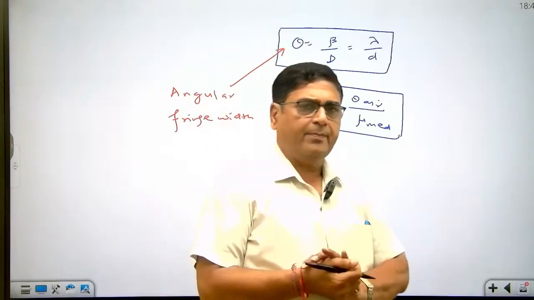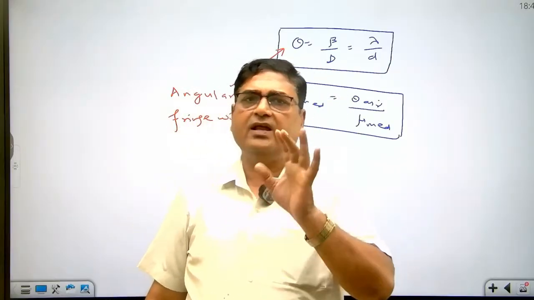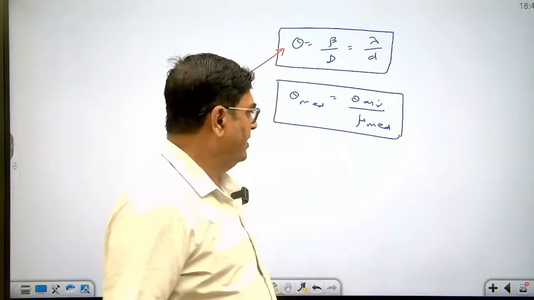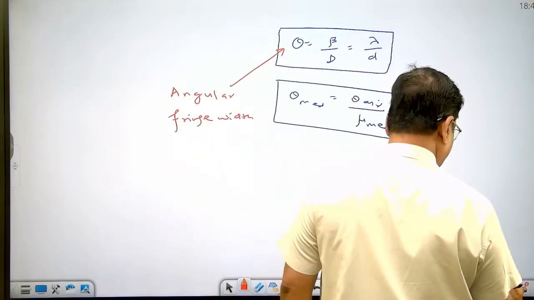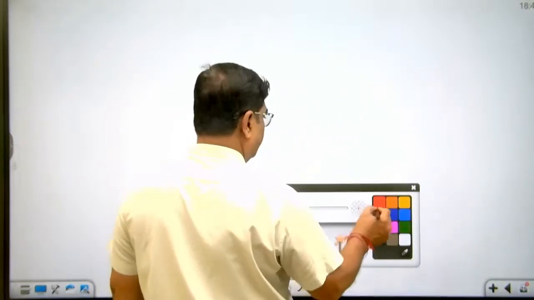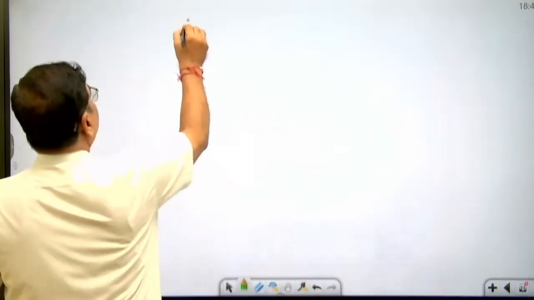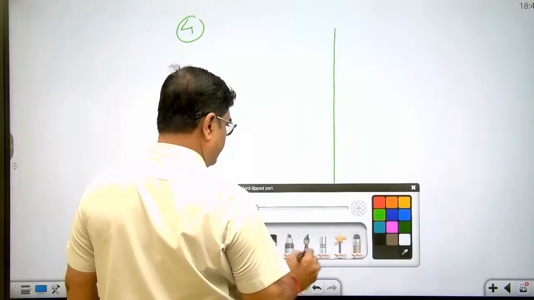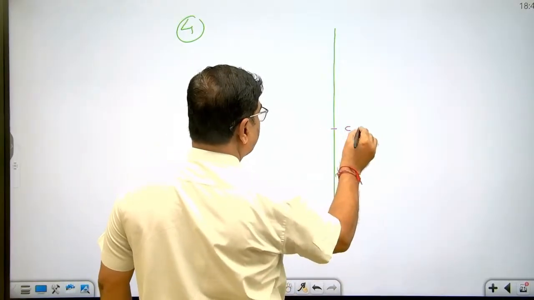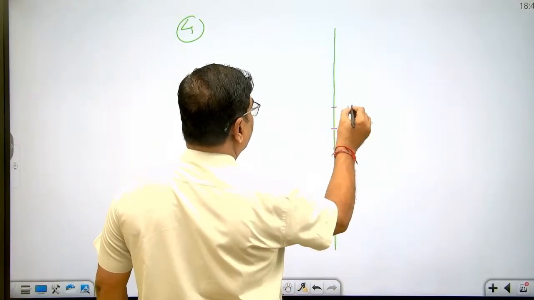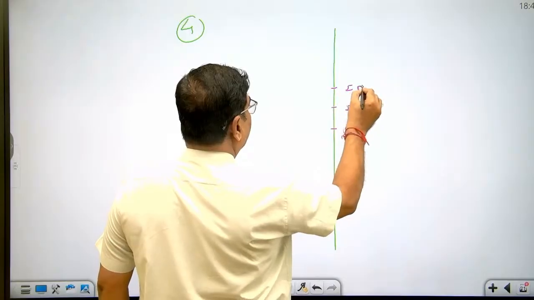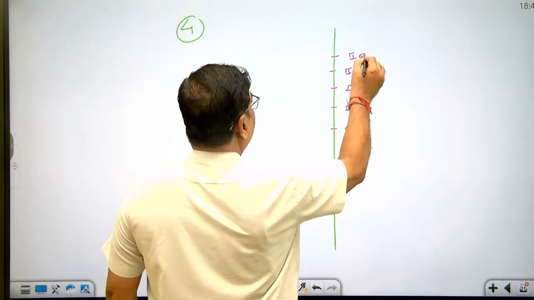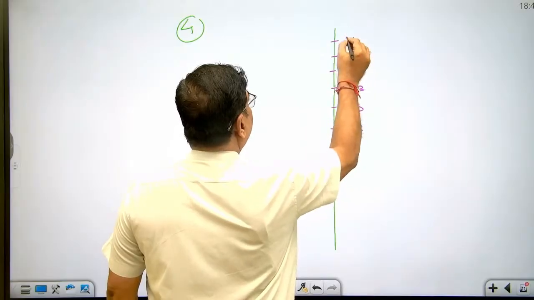Dear student, remember fringe width and fringe position are different terms. How? Let's see here. This is the screen. This is central fringe. This is first dark. This is first bright. This is second dark. This is second bright. This is third dark.